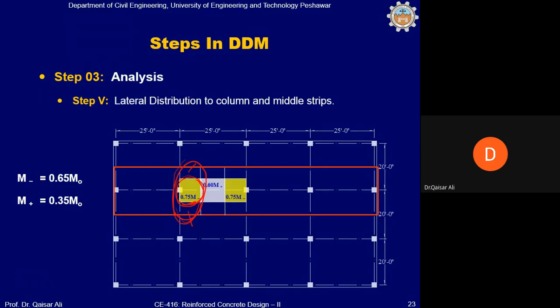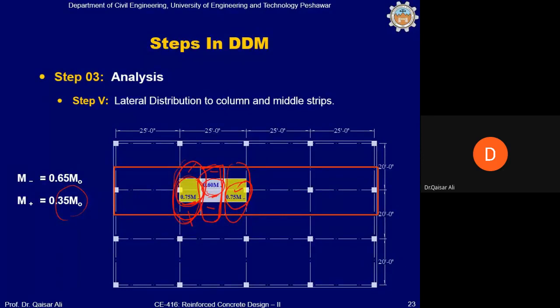Similarly, the positive bending moment will be 60%. 60% of what? 60% of this total 0.35 M naught. 60% of 0.35 M naught will be given to the column strip, and the remaining 40% will be equally divided among the two middle strips. Similarly, on the other side, the negative bending moment will be distributed in the same manner. Of the total bending moment 0.65 M naught, 75% will be given to the column strip, and the remaining 25% will be equally divided among the two strips. What does it mean actually?